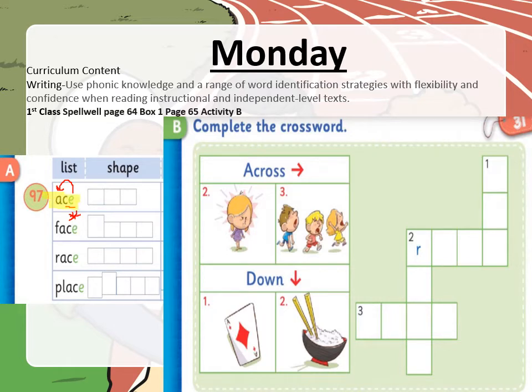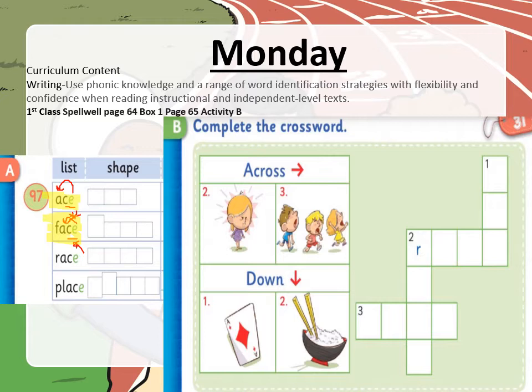Here once again we have our special friend CE, and our magic E is turning our A into the A sound. Ace. Face. What type of word is face, boys and girls? Is it a person? No. Place? No. Animal? No. Thing? Yes. So it's a noun, boys and girls.